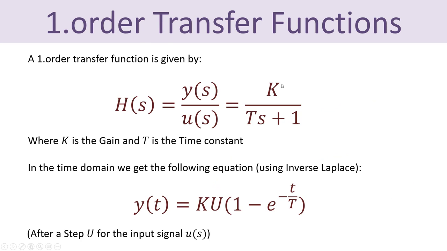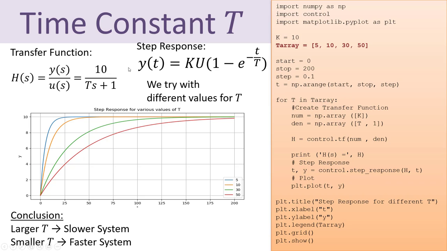So for first order systems, you have these two parameters, k, the gain, and t, the time constant. So let's see what's happening when we have this transfer function. In this case, gain is 10, and it will be constant, but we will change the time constant. So in this basic simulation, we will try with different values for the time constant. So let's implement this Python example in our Spyder editor.